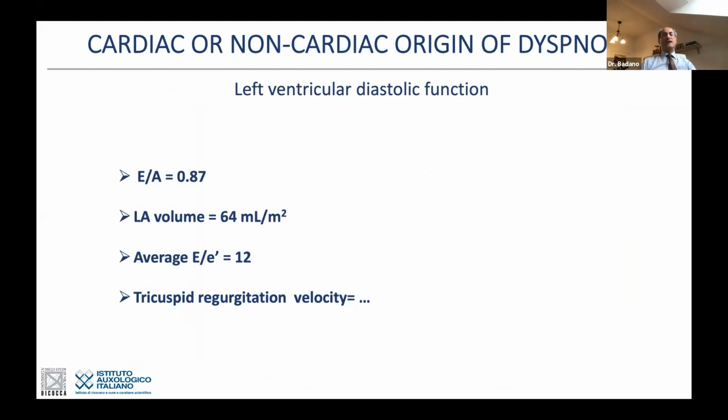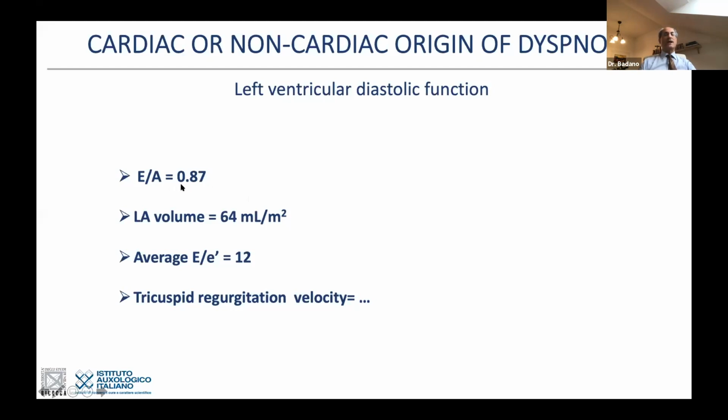Having seen that the ejection fraction was 51, so at the lower limits of normality, actually mildly reduced in a lady that should have at least 54% of ejection fraction according to current guidelines, we moved to analyze the left ventricular diastolic function, collecting all the data that should be collected according to the algorithm for the assessment of the diastolic function that has been issued according to the recommendations of the American Society of Echo and the European Association of Cardiovascular Imaging.